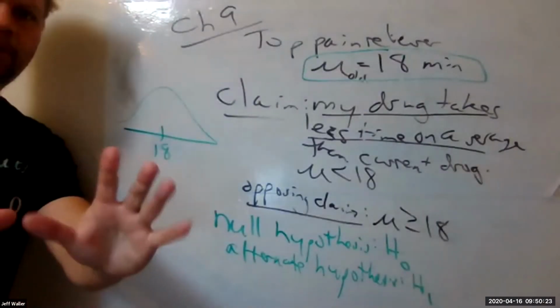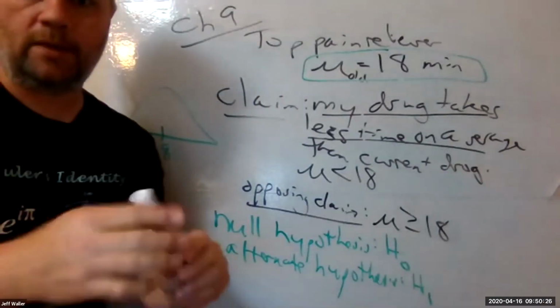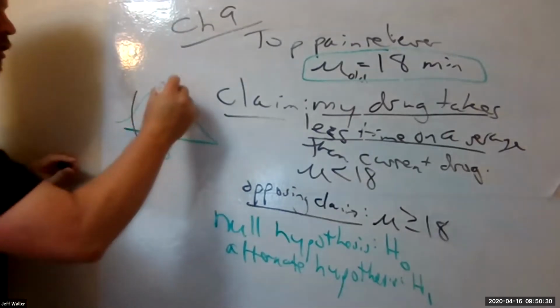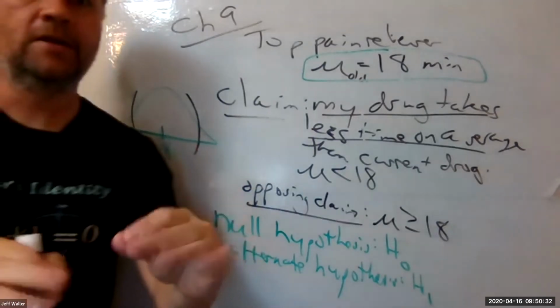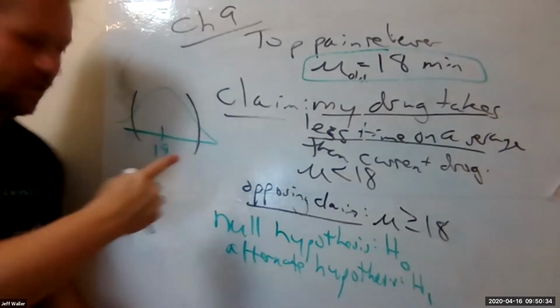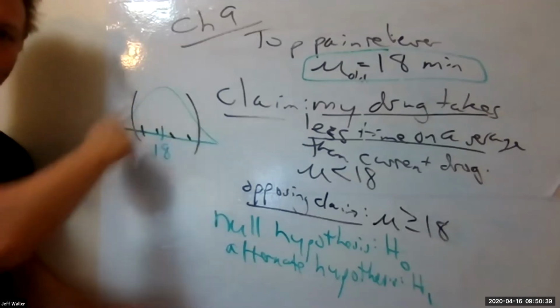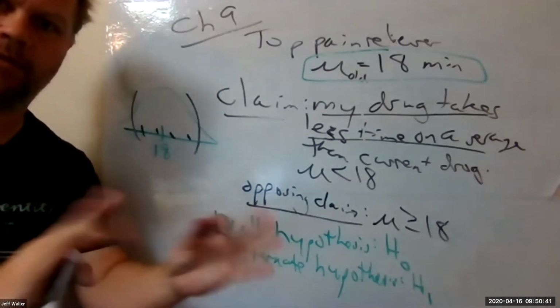If the real mean is 18 and I take a random sample, yes, you're right, I'm with you, Alex. If I take a random sample, it should show up close to the real mean, right? So if the real mean is 18, any random sample I pick should show up in here, more likely than not. Are you guys with me?